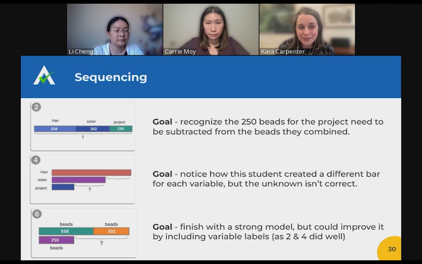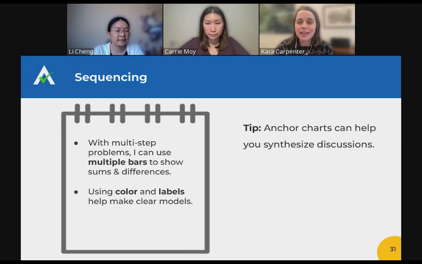But does that make sense to everyone? Okay. And then the final piece, I guess this should say connecting. One of the strategies that I love to see are anchor charts, because they can really help you synthesize discussions. So if we just had this discussion where these 3 different students shared, I might, on a big poster, write out what some of the things we learned from this conversation are. Well, with multi-step problems, sometimes using multiple bars can help show sums and differences if I need to show both of those.